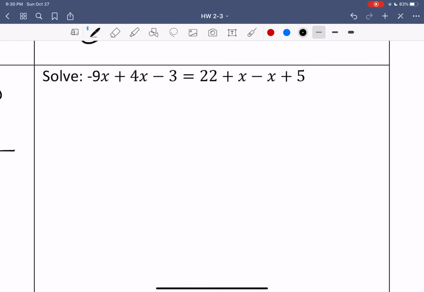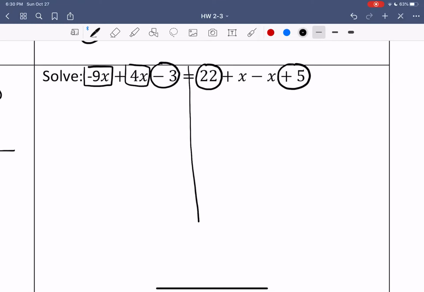And our last problem is an equation just as beautiful as ever. So I'm going to go ahead and draw my line. Then we have to first combine our like terms on both sides of the equal sign. So I'm going to go ahead and circle my constants. So the constants are those numbers that do not have a variable attached to them. And then I'm going to box my variables. And then I'm going to combine these on the same sides of the equal sign.